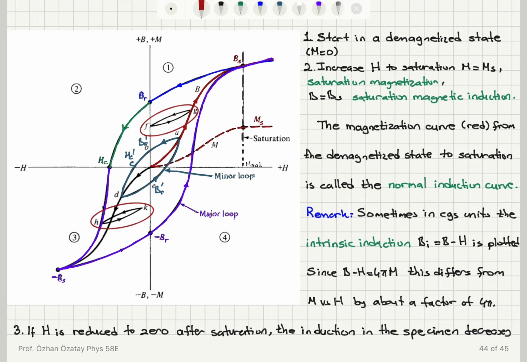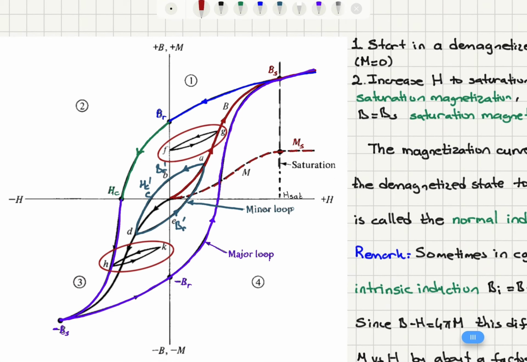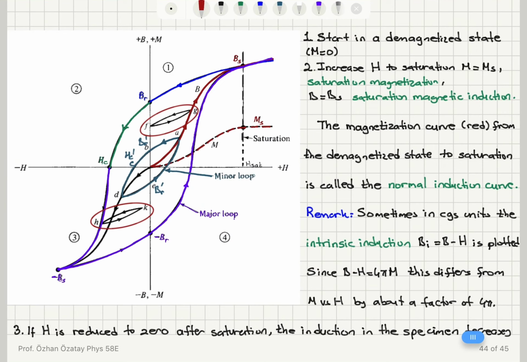And apart from interrupting the process and reversing the field, by decreasing the field to non-zero values and re-increasing it, we still have achieved a minor loop. So the retentivity, the remnants that we observe, corresponds to that of the minor loop in this process.